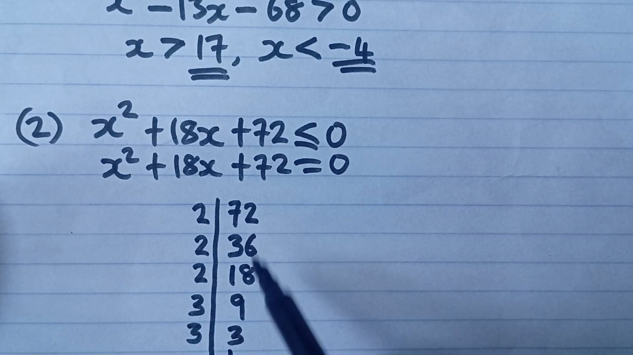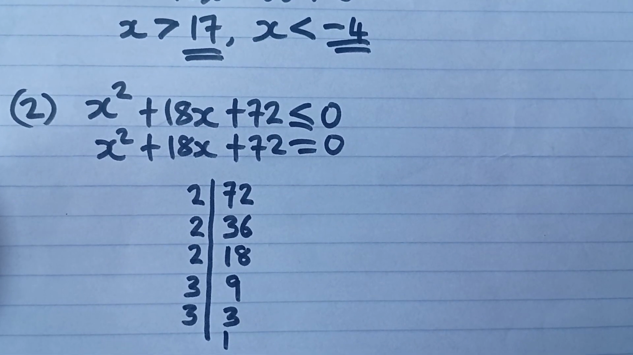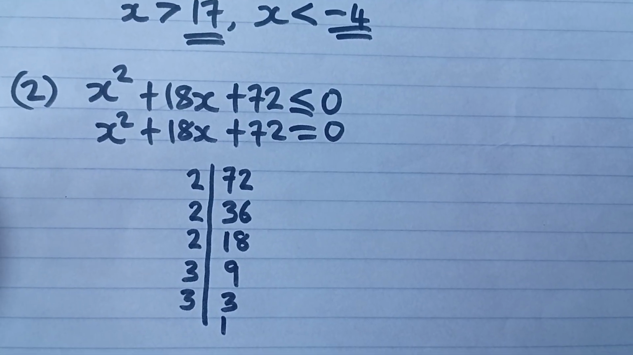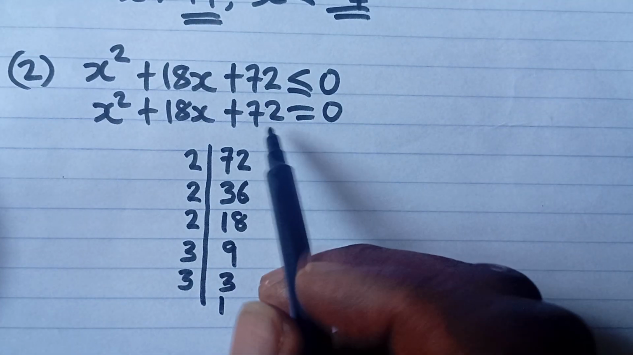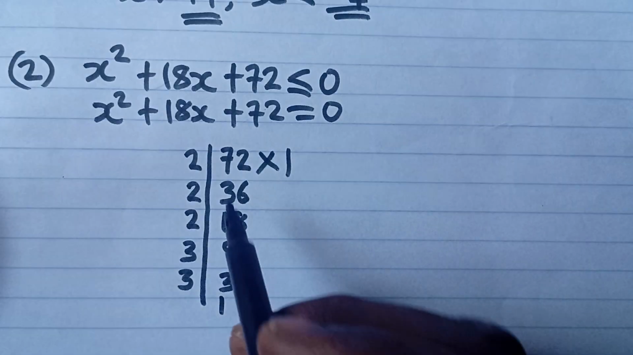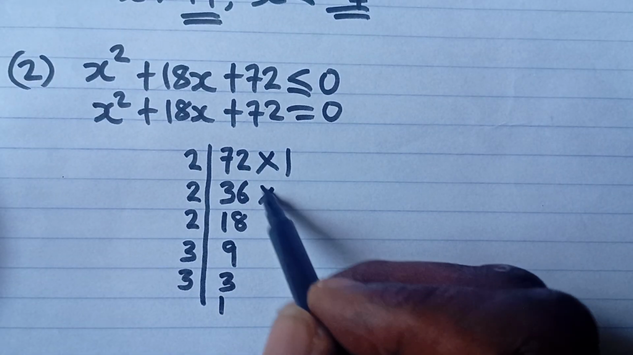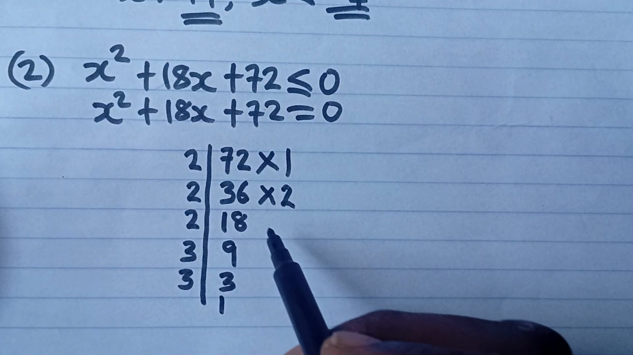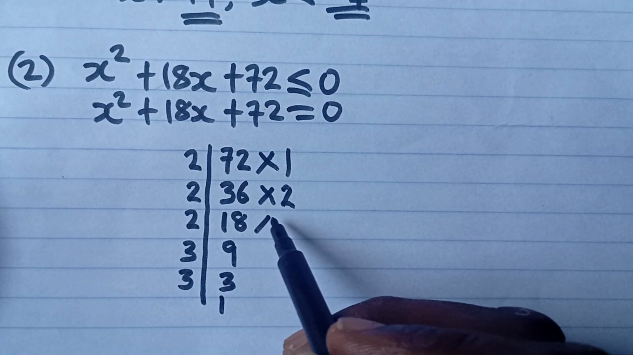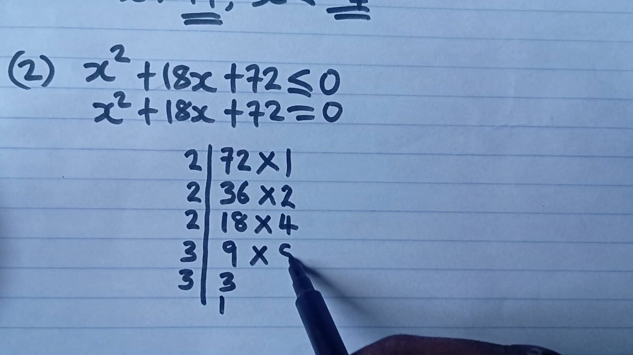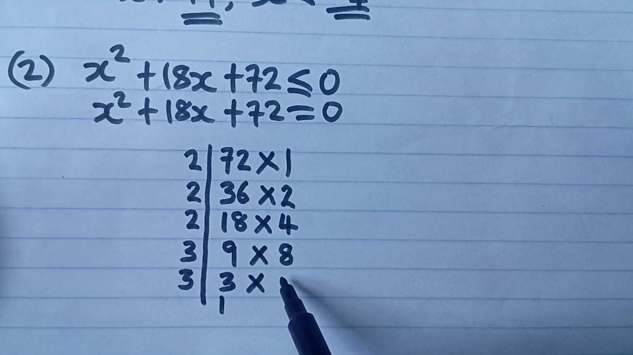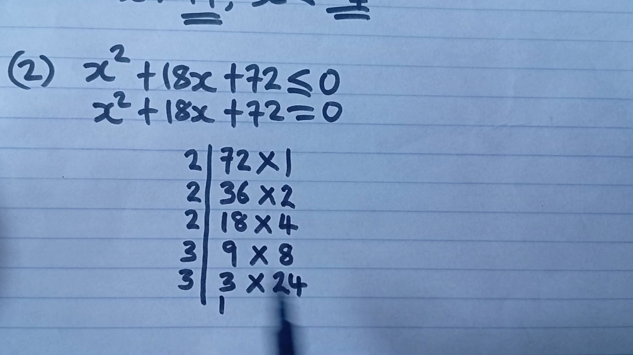So we are now going to check all these factors up to 1 and see which of them will give us the required factors. So don't forget, we are looking for two numbers such that when we multiply them, it's going to give us 72. So 72 times 1 is a factor. 36 times what will give us 72 is 36 times 2. 18 times what will give us 72, that is 18 times 4. 9 times what will give us 72 is 9 times 8. And then finally 3 times 24 will give us 72. So these are the factors that we can get from here.